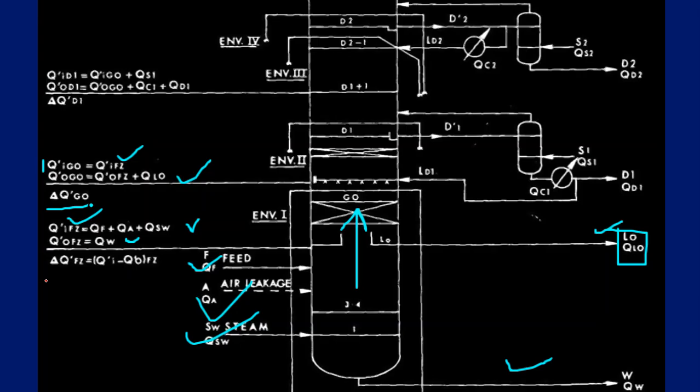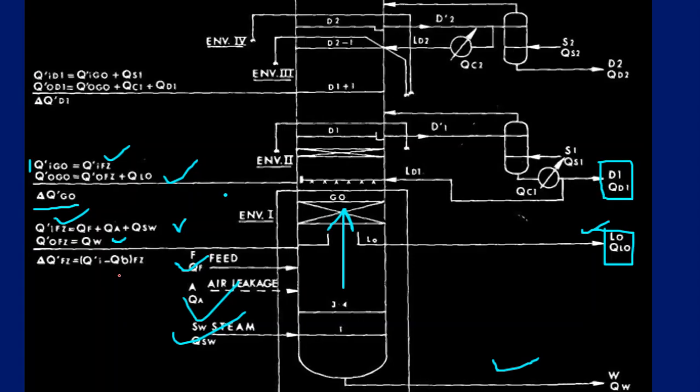Now come to the product D1, the energy balance up to the product D1. See all the inlet streams. I think there is only one inlet stream up to this section, that is S1. Due to S1 there is an energy amount QS1.